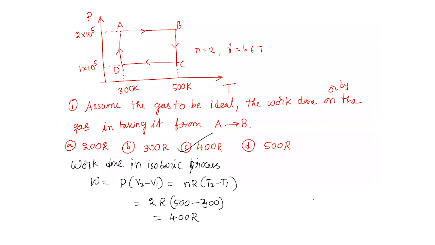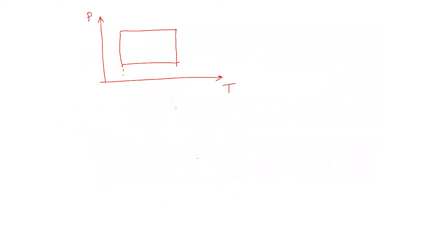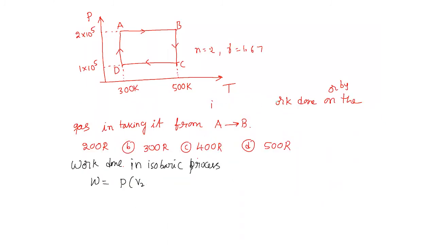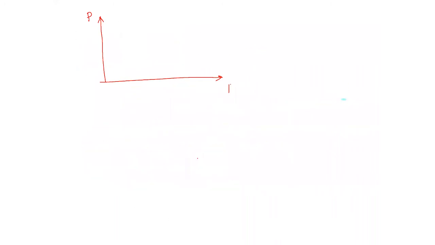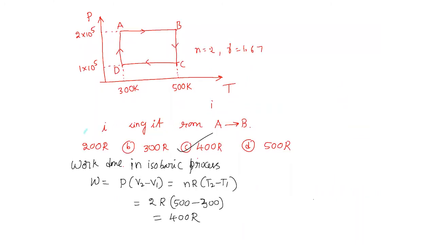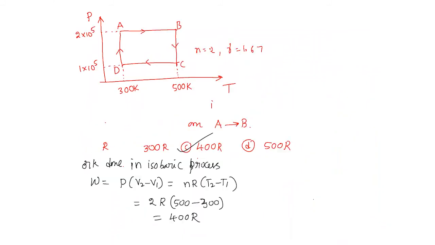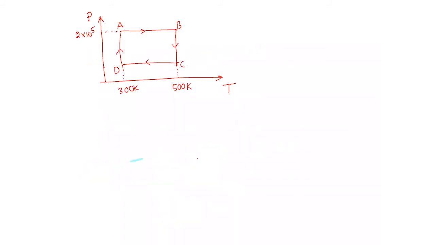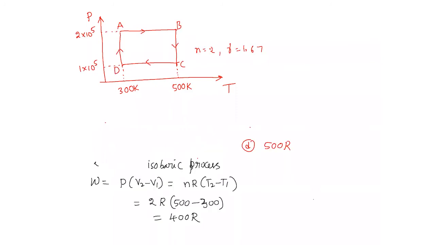The area under the PV diagram gives you work done, only the area under a PV graph. But it is not a PV graph, it is a PT graph. So you cannot calculate the area for any process if it is a PT diagram or VT diagram. If it is a PV diagram, then only you can calculate area in any process. Then you can calculate work done.